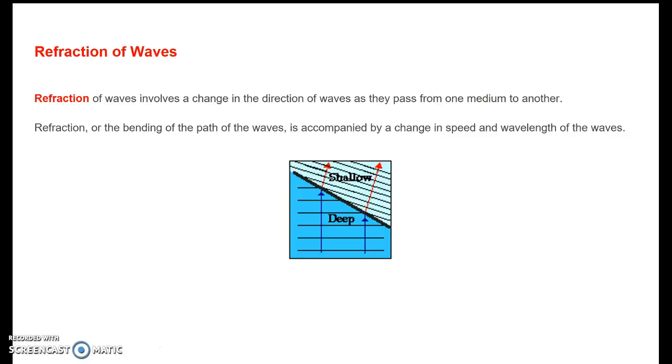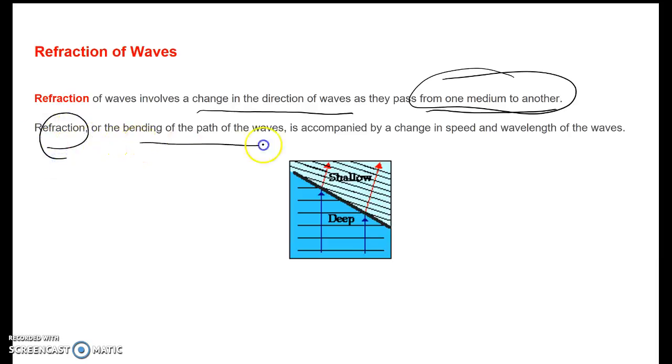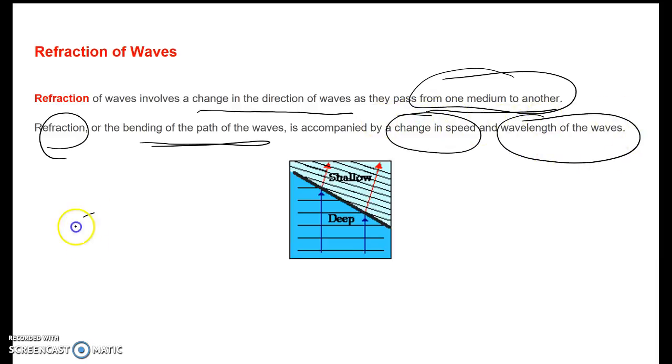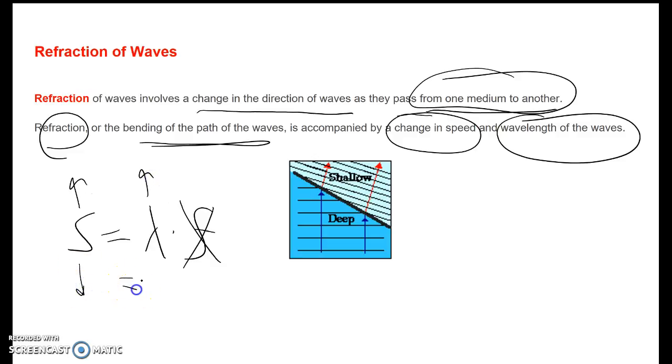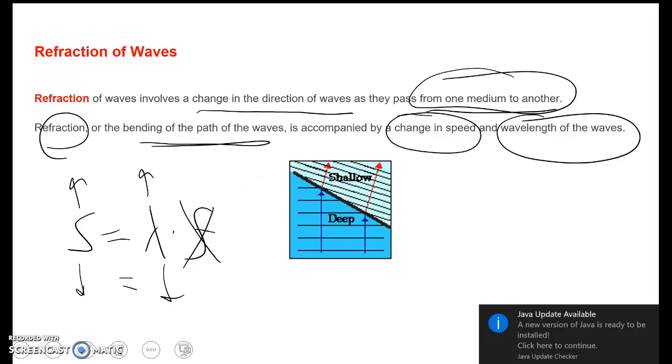Refraction. Refraction is when waves change direction when they pass from one medium to another. Now this is important. Remember, when we change mediums, we change speeds. So what causes refraction, or the bending of these waves, is the change in speed. Now the speed changes because of the wavelength changing. Remember, speed equals wavelength times frequency. The frequency of the wave stays constant. So if speed goes up, wavelength has to go up, and vice versa. Speed goes down, wavelength goes down. That's refraction.